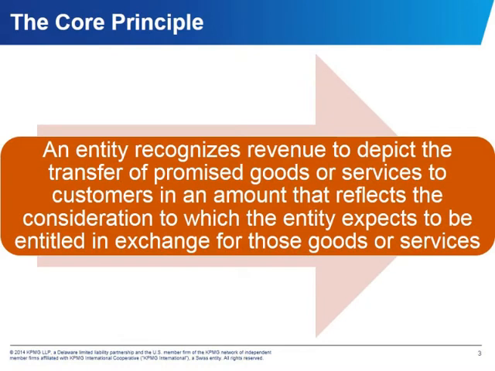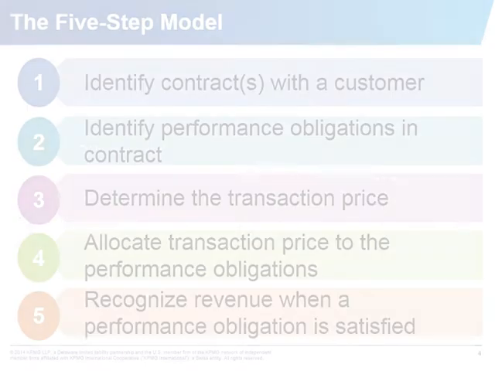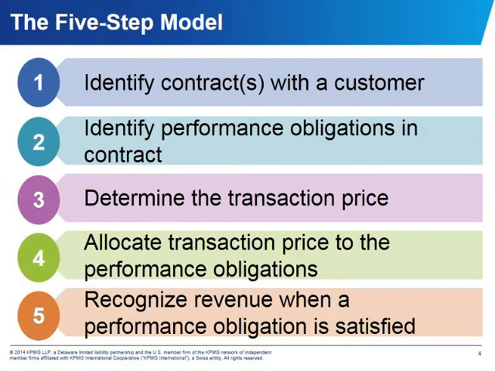Sure. So the core principle is that an entity recognizes revenue to depict the transfer of promised goods or services to a customer in an amount that reflects the consideration to which that entity expects to be entitled in exchange for those goods or services. The standard establishes a 5-step model in order to accomplish this core principle.